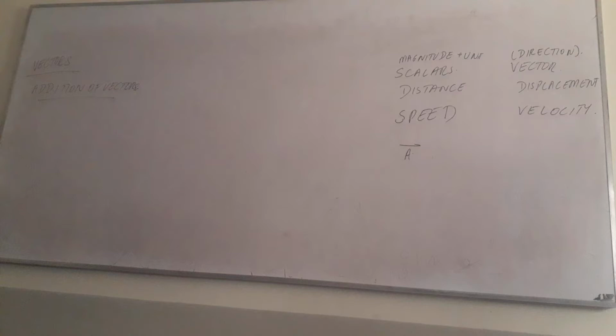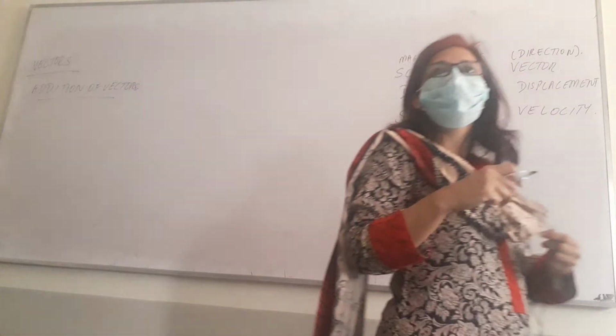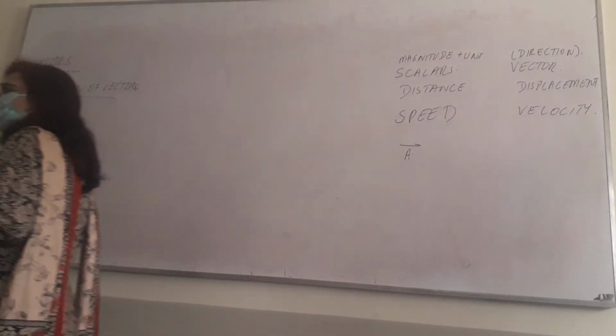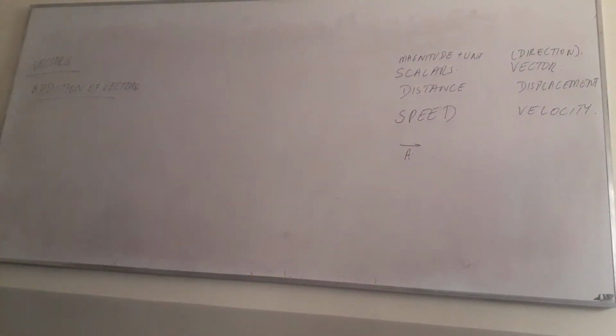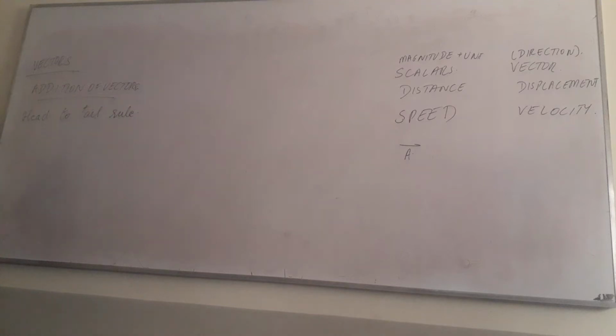So if you have two vectors, let's say A and B, how will you add them? What will be the method for adding the vectors? Please, I would like you to get comfortable and start answering. Head to tail rule, very good. So there are two methods, right? One method is the head to tail rule. Can you please explain what is the head to tail rule?